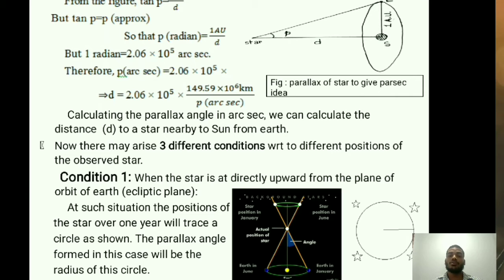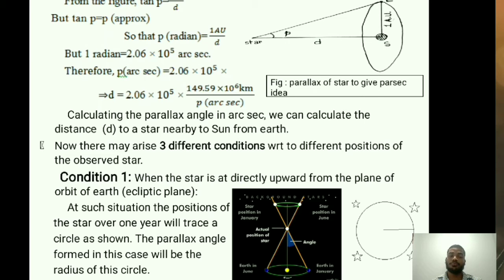Therefore, p arc second is equal to 2.06 into 10 to the power 5 times 1 AU by D, which leads to D is equal to 2.06 into 10 to the power 5 times 149.59 into 10 to the power 6 kilometer by p arc second. So by calculating the parallax angle in arc second, we can calculate the distance to a nearby star from the Earth.